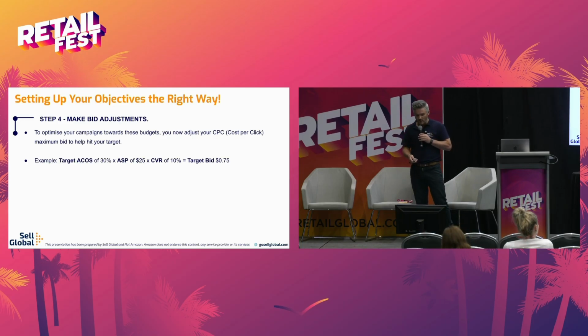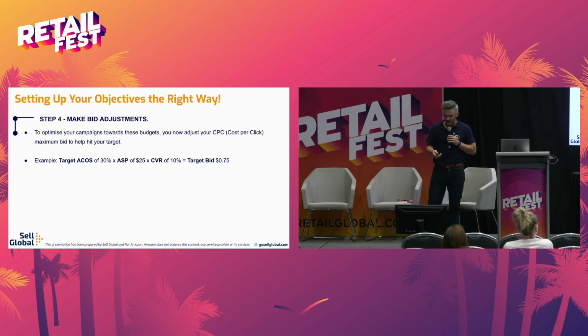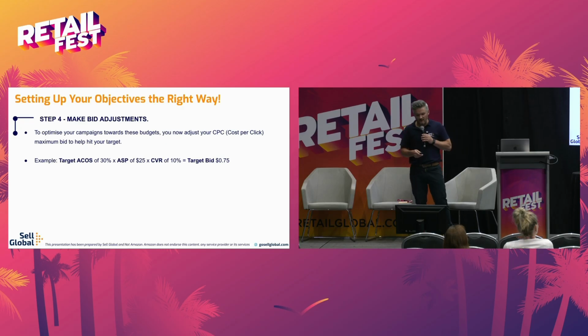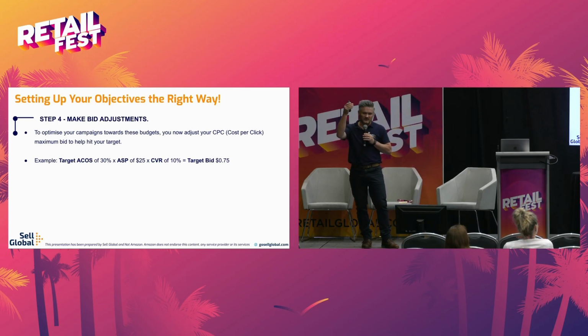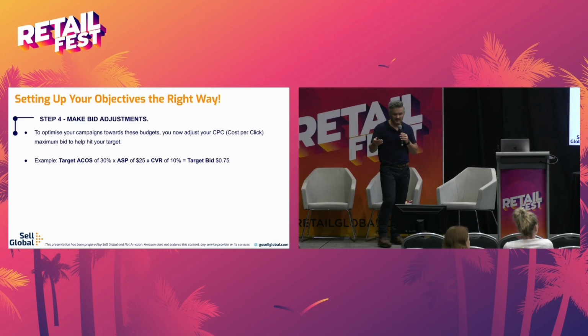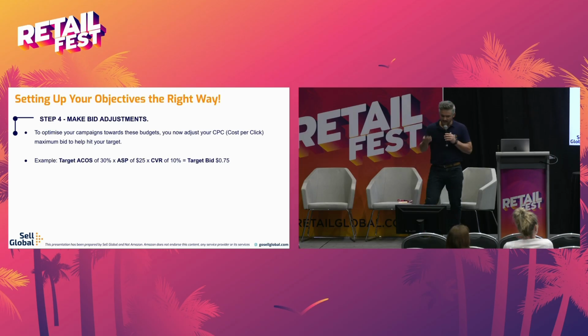The way that would work, again, we're going to stay with this example. Let's say we have a target ACOS of 30%. Times that by our average selling price of $25 and times that by our conversion rate of 10%, and your target bid ends up being 75 cents. So that framework that I've taken you through is understanding what kind of profit you want to hit, what your contribution margin is, and how you're going to hit it. That's the process I just took you through.